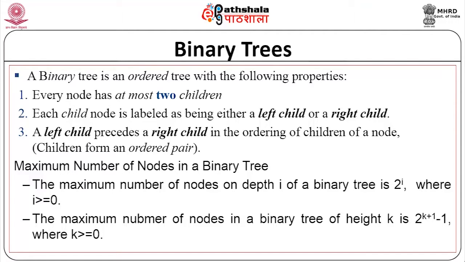The maximum number of nodes at depth i of a binary tree is 2 to the power of i. Depth i is the number of levels it has, where i is greater than or equal to 0. The maximum number of nodes of a tree of height k is 2^(k+1) minus 1, where k is greater than or equal to 0. I will go into detail about this as we go along.